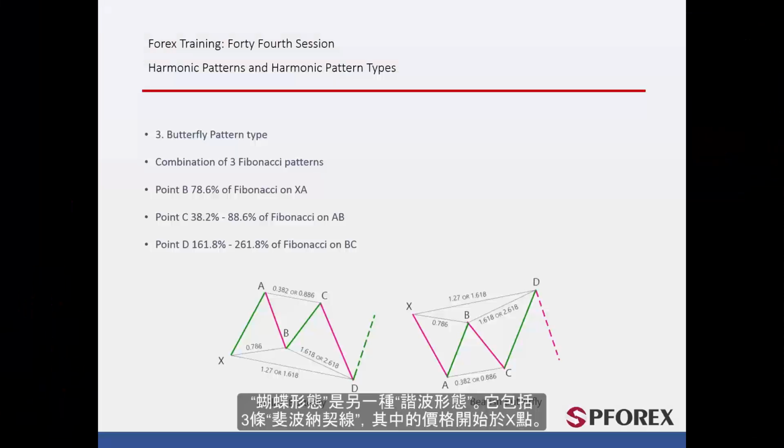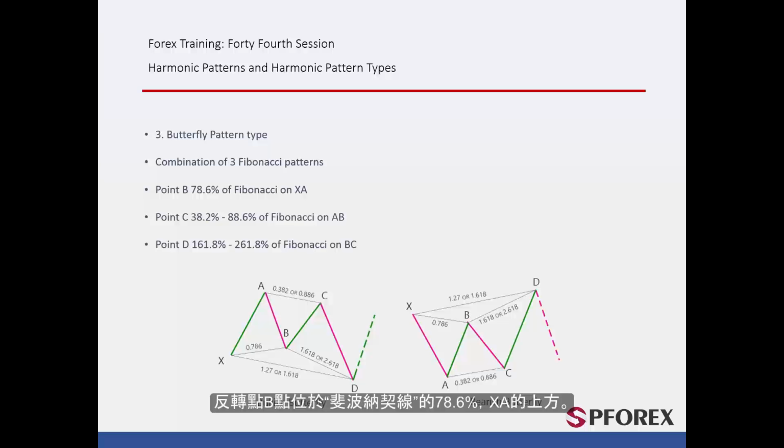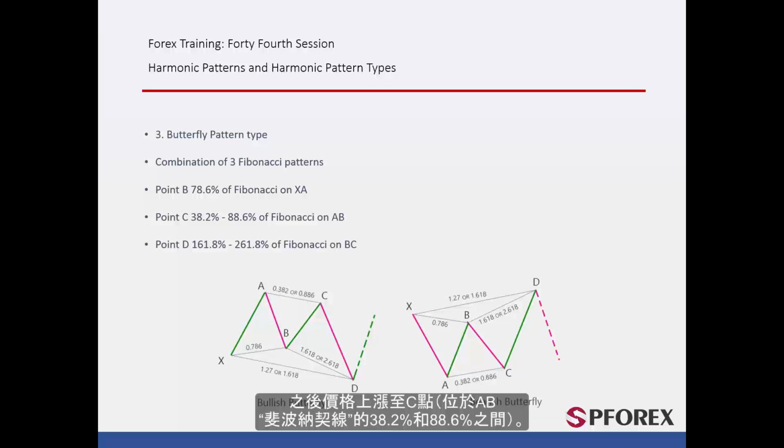Butterfly is another harmonic pattern with 3 Fibonacci patterns in which trends start from the point X. In a bullish type, as trend reaches the point A, it reverses its direction toward the point B. Reversal point B is on 78.6% of the Fibonacci over XA. The price increases towards the point C, that is between 38.2% and 88.6% of Fibonacci on AB. The last swing should be towards the bottom until it touches the point D.